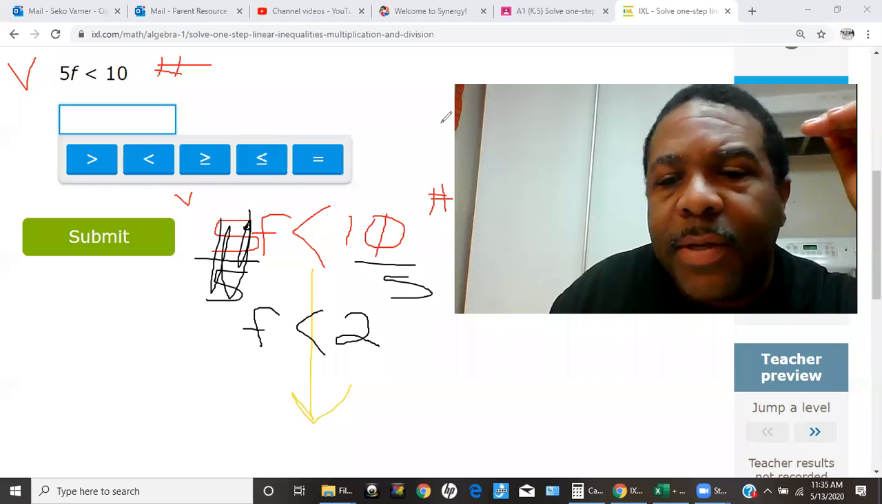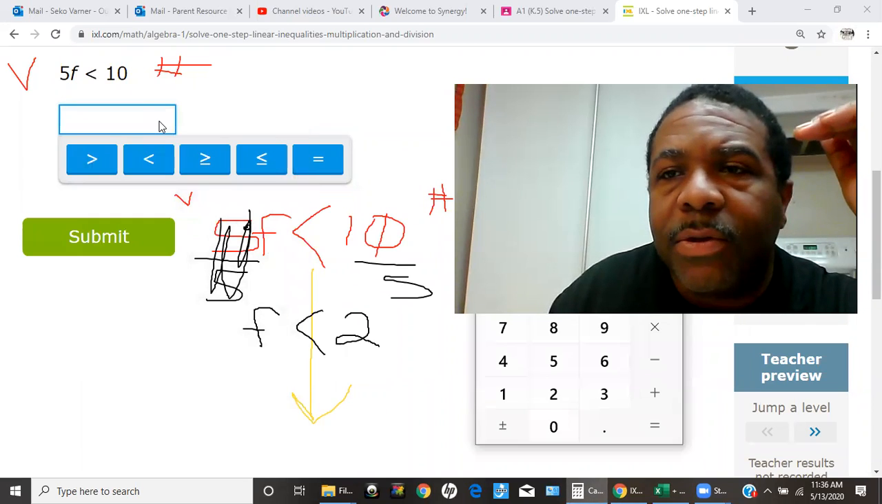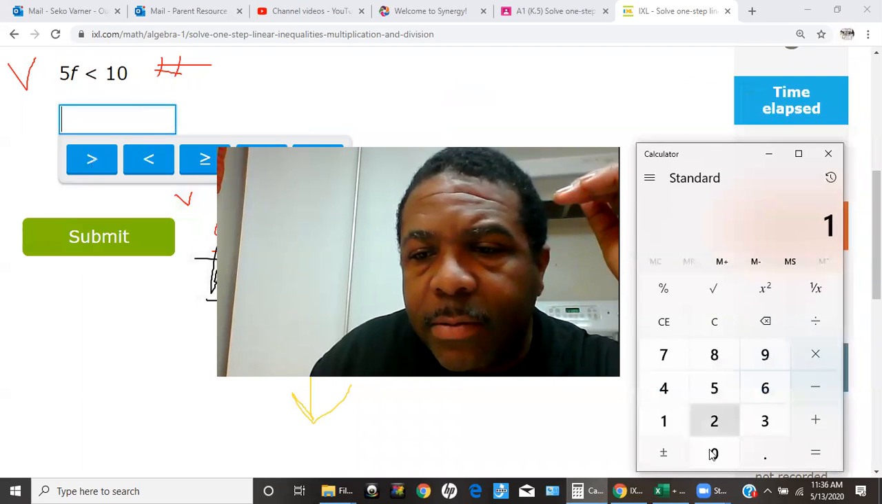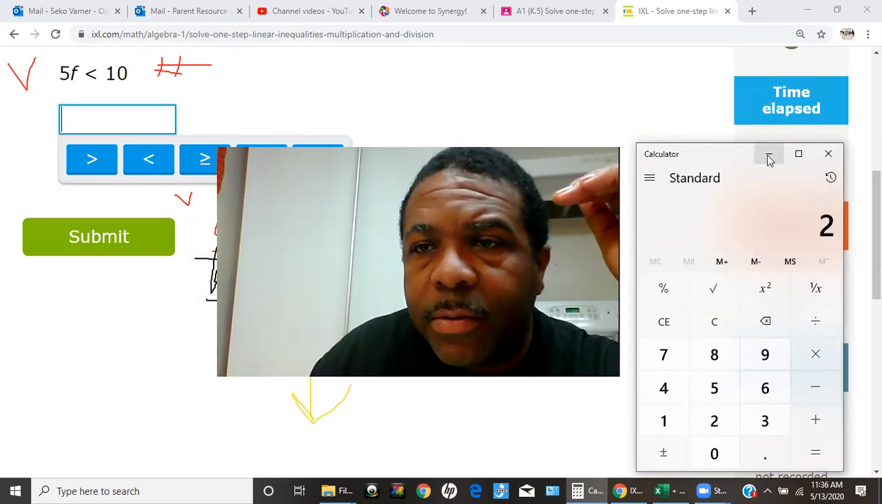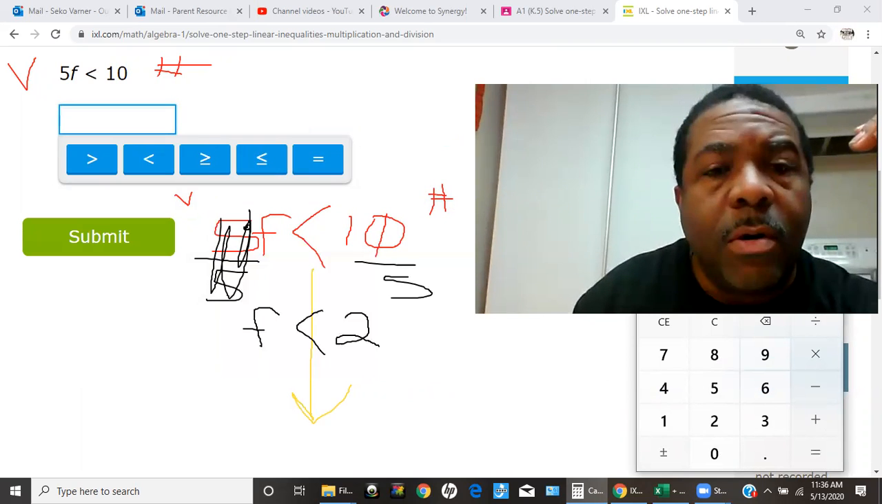If you want to use a calculator, you can, just to be sure that you're doing everything correctly. So I have 10 divided by 5, and that gives me 2. It's always good to be sure.